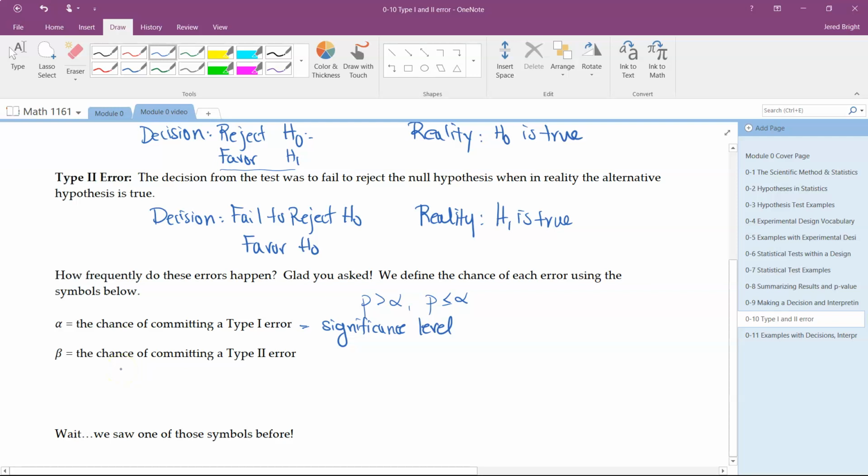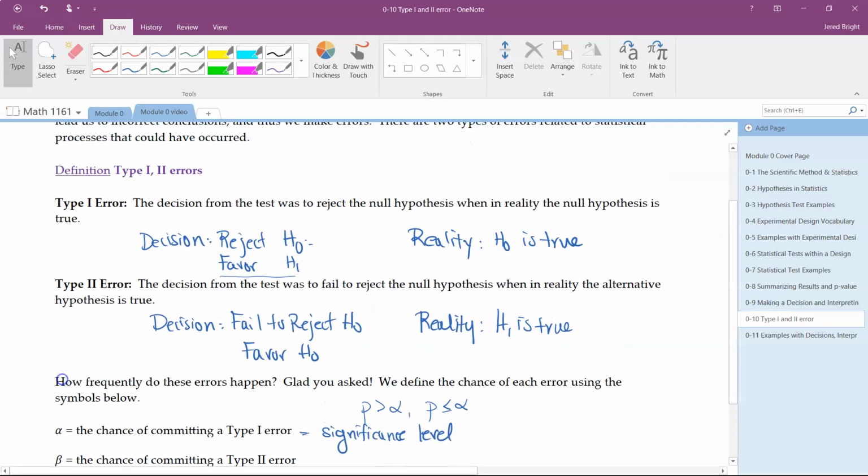Okay, beta: the only thing that we really use beta for is a concept called the power of a test, and that is 1 minus beta. We don't get into this concept in this course, but you could research it or continue on to biostatistics, where you will interact with the concept of power a little bit more. Nevertheless, this video is talking about the errors that could have been made from statistical analysis.